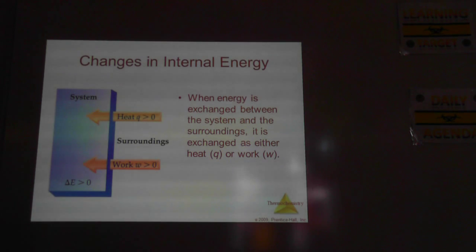All right, so whenever energy is exchanged between the system and the surroundings, that is going to occur as one of two forms of energy. It's either exchanged as heat, which in thermochemistry is abbreviated with the symbol Q, or as work, which is abbreviated with the W. Okay, so we have our first equation in this chapter. The change in the internal energy is equal to Q plus W, heat plus work.